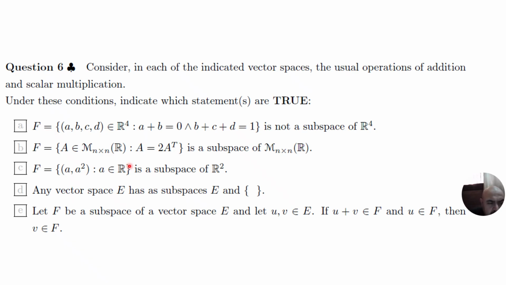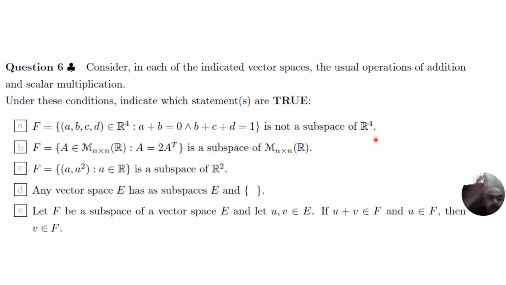He is asking whether the set of vectors A, B, C, D in R4, with the conditions A plus B equal to 0, which means A is equal to negative B, and B plus C plus D equal to 1, is a subspace. And he is telling you this statement is not a subspace of R4.